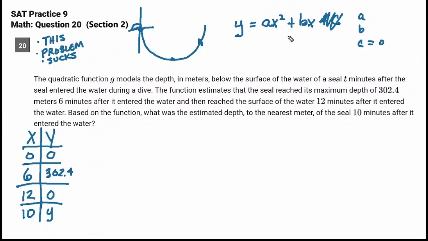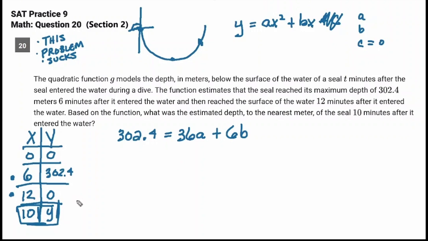I'm going to need a and b. I have x's and y's, so I can use simultaneous equations to get there. I'm going to use 2 points. This 0, 0 point's not going to help me very much. I can use these 2 points to get there. Starting with this one, y, so 302.4 equals, I do not know what a is, but I know that x is 6. 6 squared is 36, so 36a plus, I don't know what b is, but I do know that x is still 6, so 6b.